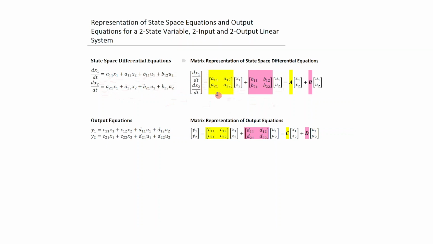So all of this, we can define as a matrix A, and this we can define as some matrix B. This would be the case when we're dealing with a linear system. Output equations in this case are also linear. State variables are linear, input variables are linear. We can then represent this also in terms of matrices.